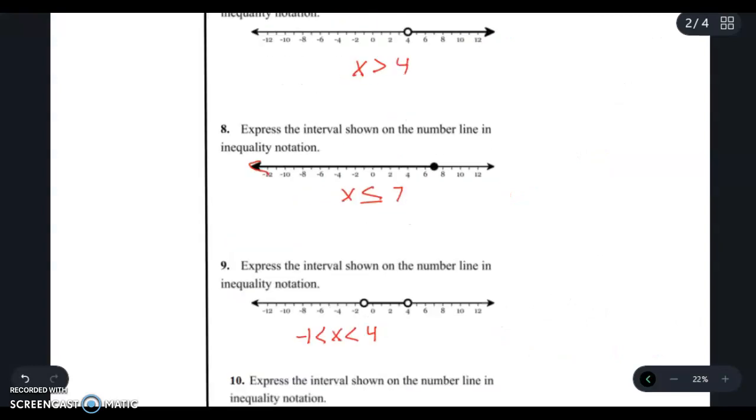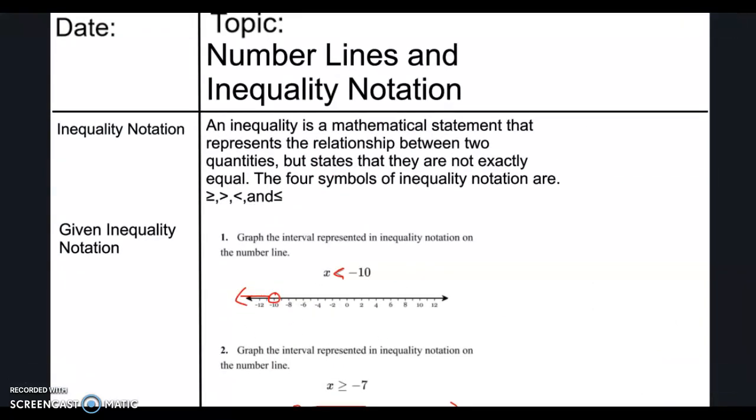And that is it. That is number lines and inequality notation.